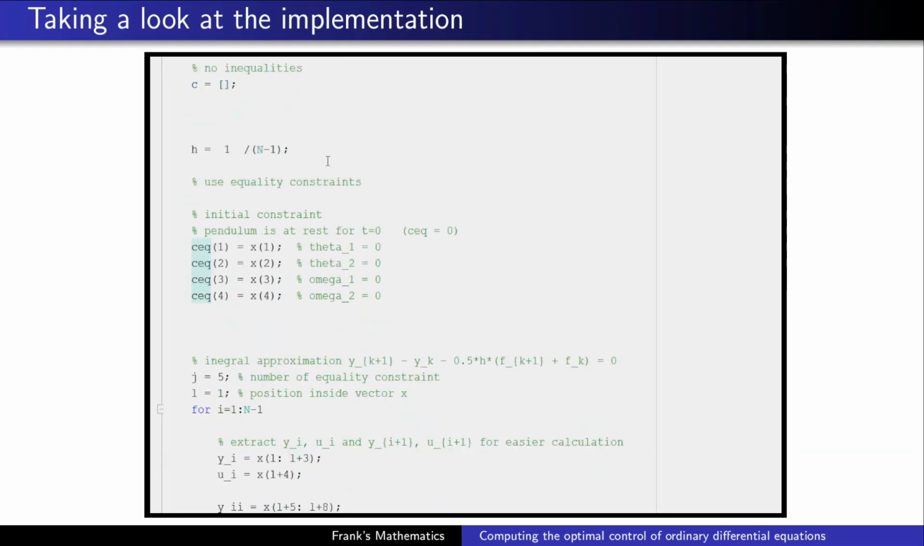Let's start with the very first initial condition, which was that the pendulum should be at rest for t equals 0. Let's remember our definition of our big vector x. x1 was theta 1 for the very first time, so for time equals 0. x2 was theta 2 for time t equals 0, and x3 and x4 were the derivatives of theta 1 and theta 2, so omega 1 and omega 2 for t equals 0. And we want them to be 0. So we just say ceq1 is x1, and this should be 0 because that's what we are checking. We're implementing the equality constraints in such a way that they are all 0. That's the way it is done. So x1, x2, x3, and x4 are the state variable y0, and we want them to be 0, and that's done here.